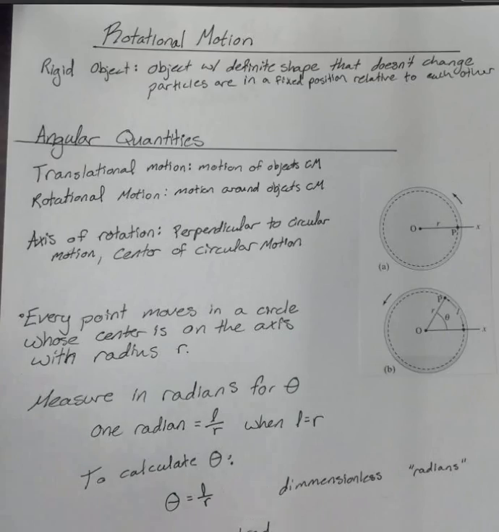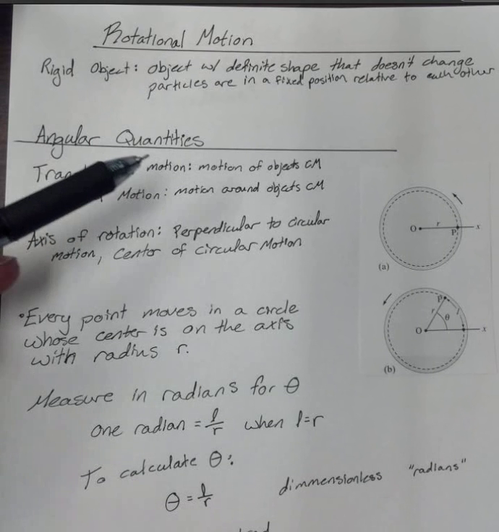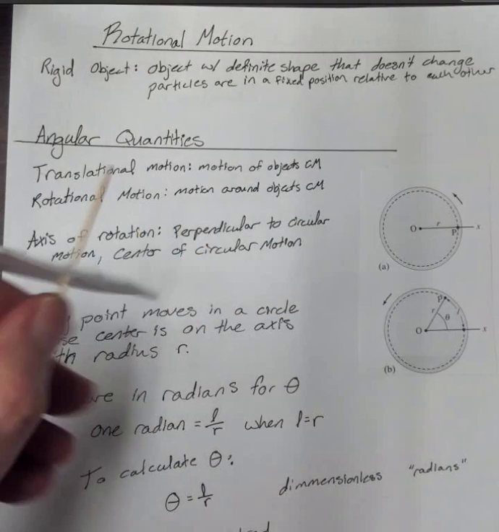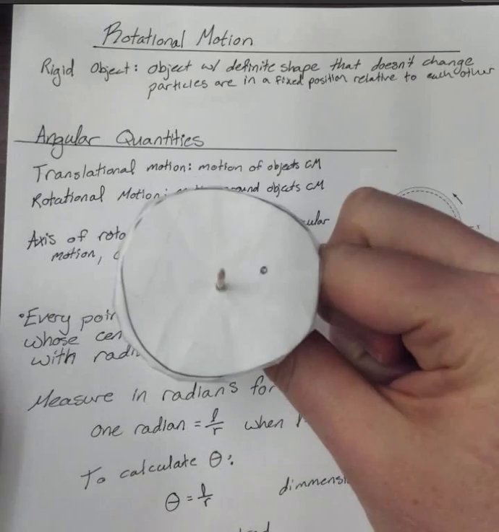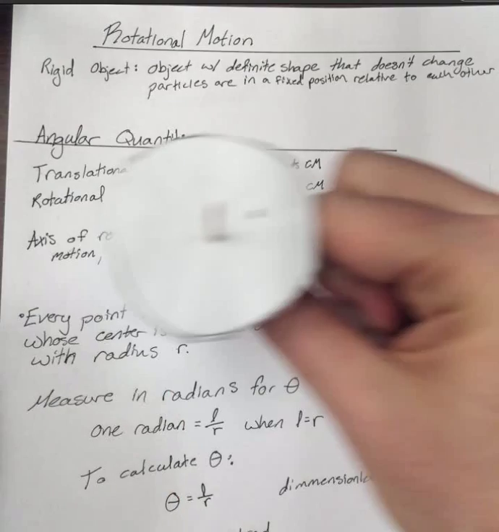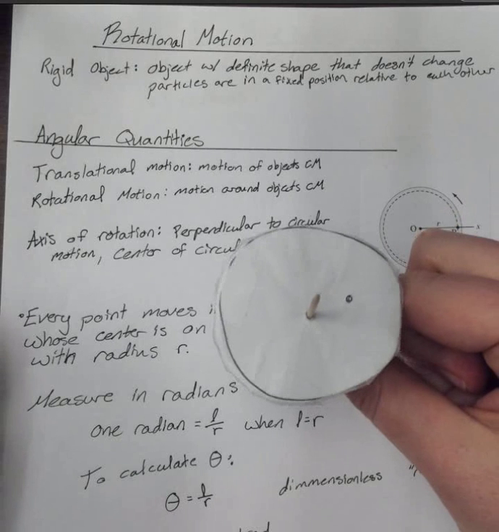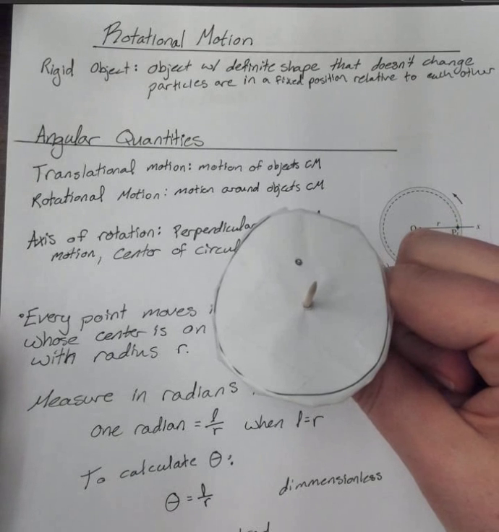So the first thing we're going to do is establish what our quantities are, or with what values we measure rotational motion. In order to do that, we need to establish what rotational motion is. Translational motion was the motion of an object based on its center of mass in the spherical cow. A spherical cow would be treated like a center of mass, and we'd just watch how it changed in a direction over time. Rotational motion is rotation around an object's center of mass.